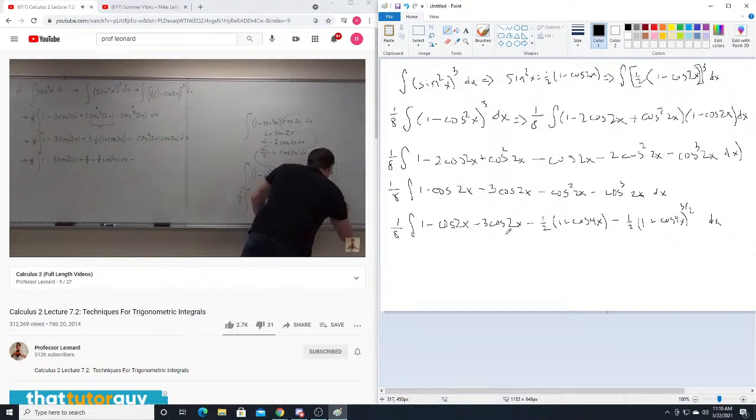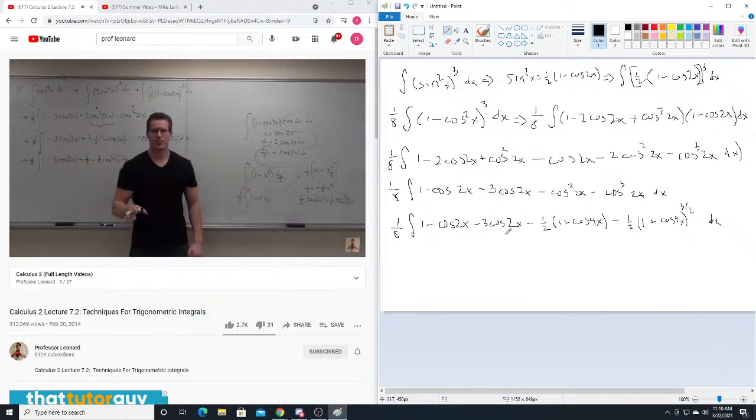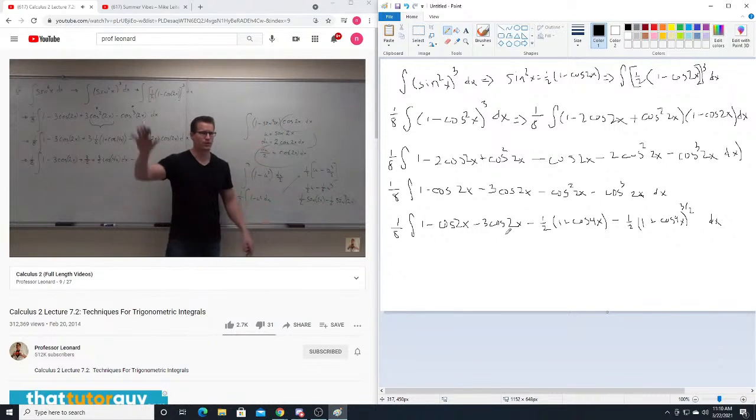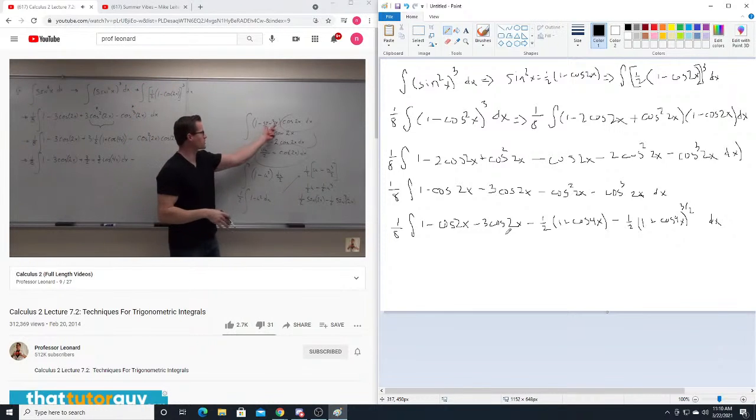Minus 1/6 sine cubed 2x. Okay, I know I did it fast, but I want to know how many people could do this on their own at this point. It should be pretty much all of you, because we all know how to do a substitution.